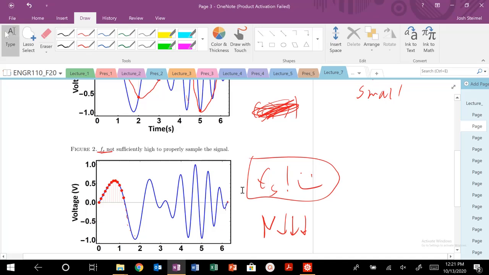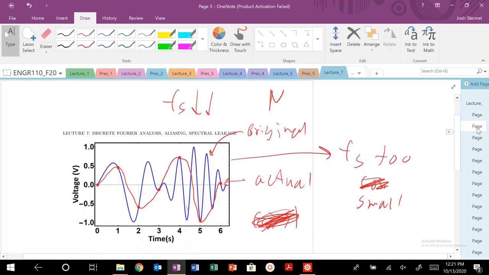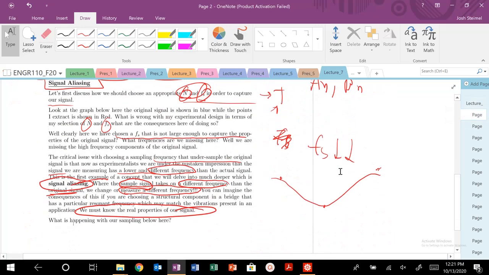So again, this is a critical issue. It's the same problem here. I'm missing low frequency. I'm not capturing the entire signal. I'm missing low frequencies. So very similar aspect, and again, this could have drastic consequences. It will affect what we're going to see in a second, which is your spectral leakage. But more on that a little bit later.